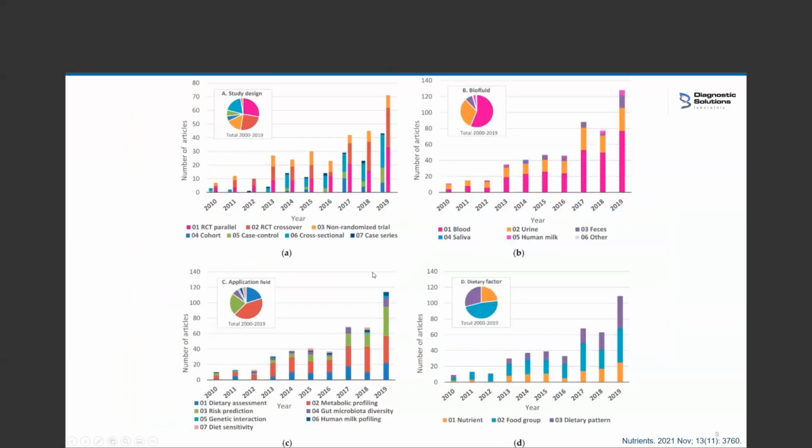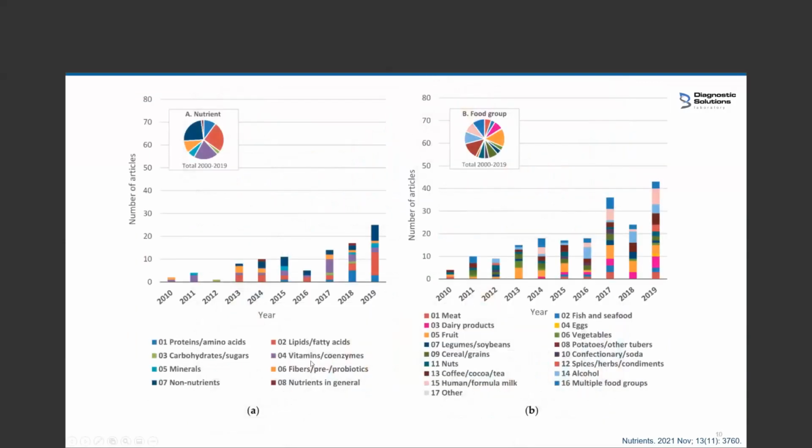So this is looking over the last 10 years. There's been a big increase in the type of studies people are doing. And while it might have started out with just blood and urine, over the years it's increased. So obviously more stool testing, saliva, and others. Looking at dietary assessment, like how do these correlate with dietary assessment or gut microbiota? Looking at different nutrients and food groups and dietary patterns. There's a lot that they look at.